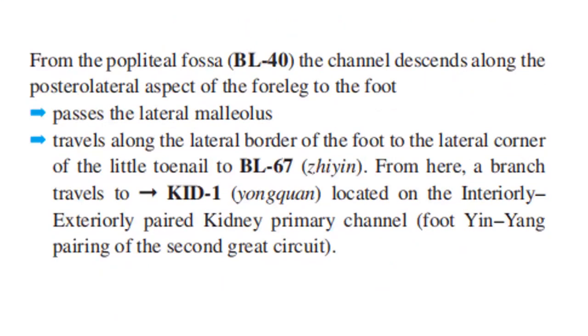From the popliteal fossa, bladder 40, the channel descends along the posterolateral aspect of the foreleg to the foot, passes the lateral malleolus, travels along the lateral border of the foot to the lateral corner of the little toenail at bladder 67. From here, a branch travels to kidney 1 located on the exteriorly paired kidney primary channel, foot yin-yang pairing of the second great circuit.